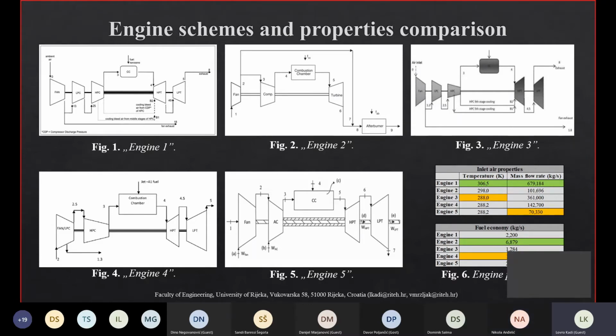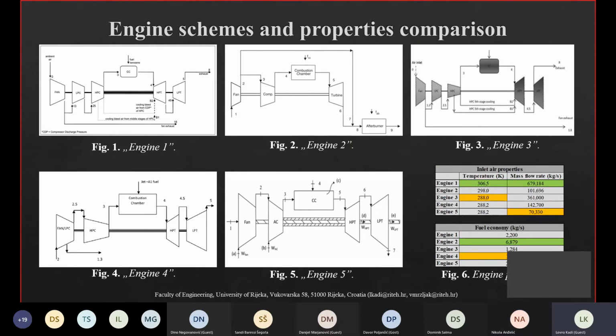Figure 6 shows inlet air properties such as air temperature and mass flow rate for each of the engines, as well as their fuel economy. We can see that engine 1 had the highest inlet air temperature and used the most fuel, while engine 3 had the lowest inlet air temperature. It can also be seen that engine 4 was using the least fuel. It should also be mentioned that each of the engines used kerosene as fuel since they are aircraft engines.